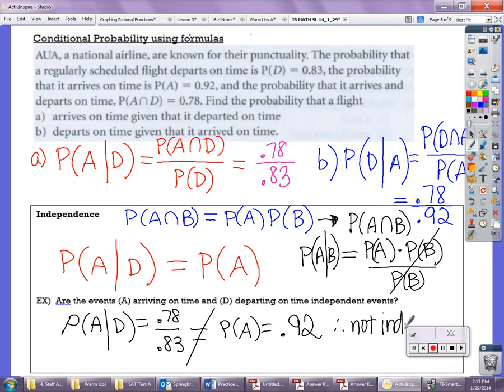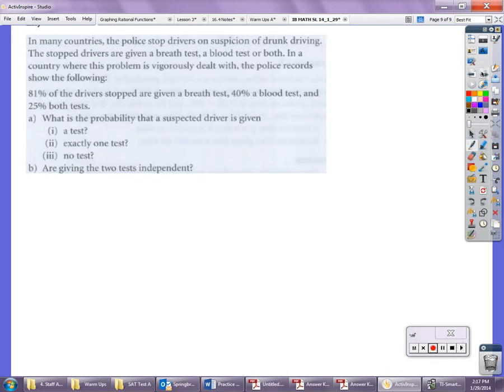I believe that is the end of it. Oh, no, this was my example that we could go through. It is also in your textbook, but let's talk about it. In many countries, the police stop drivers on suspicion of drunk driving. The stopped drivers are given a breath test, a blood test, or both. In a country where the problem is vigorously dealt with, the police records show the following. 81% of the drivers stopped are given a breath test.